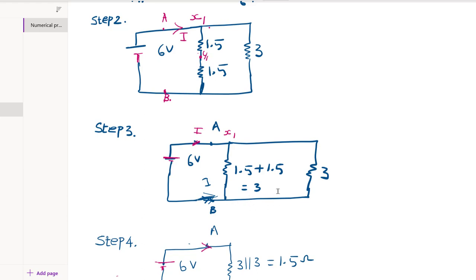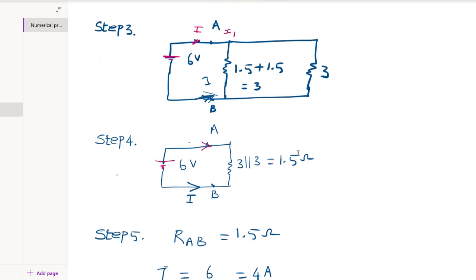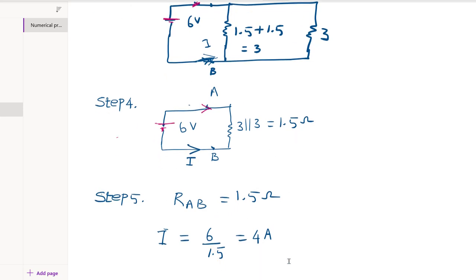If you observe properly here, you have a 3 ohms resistor, here also a 3 ohms resistor, both connected in parallel. So we can replace these two parallel resistors with a single resistance, that is 3 in parallel with 3, that is 3 into 3 divided by 3 plus 3. After simplification we get 1.5 ohms. So between A and B terminals, the resultant resistance is 1.5 ohms. This is one question which is asked. So we write RAB is equal to 1.5 ohms.